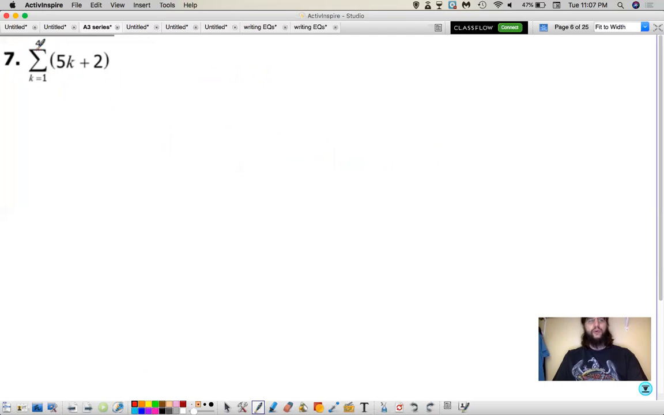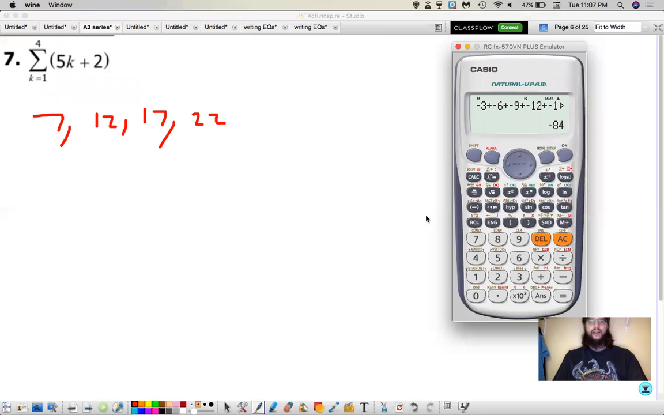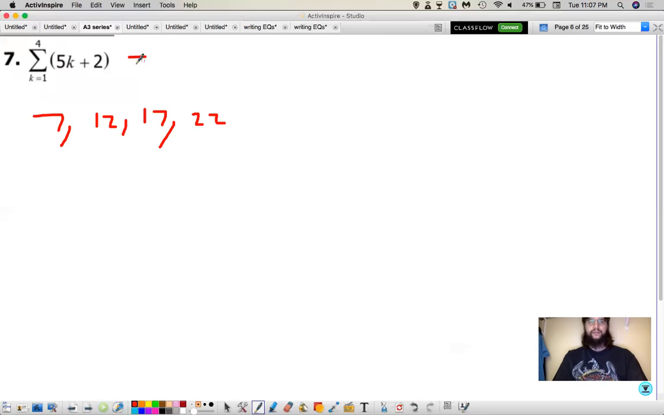Now we're going from 1 to 4, plugging it into here. 5 times 1 is 5, plus 2 is 7. 5 times 2 is 10, plus 2 is 12. 15 plus 2 is 17. And 20 plus 2 is 22. Add it up. 58.